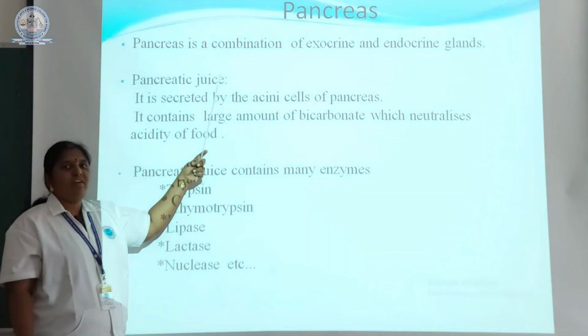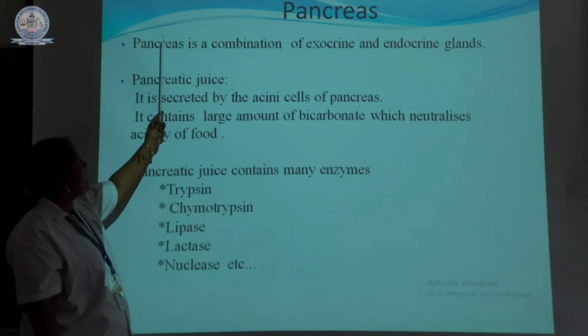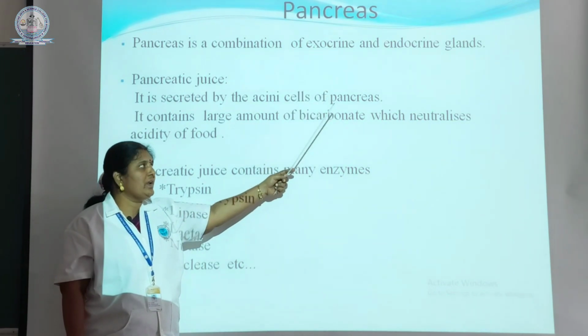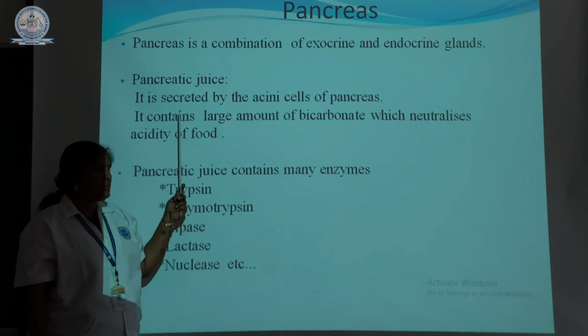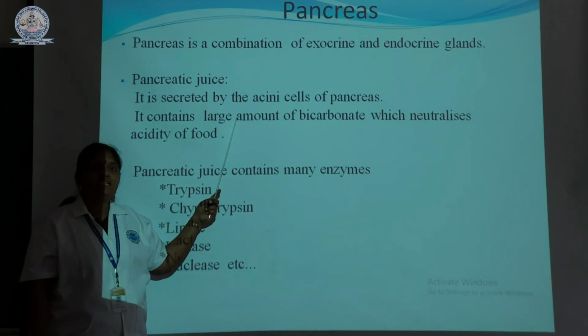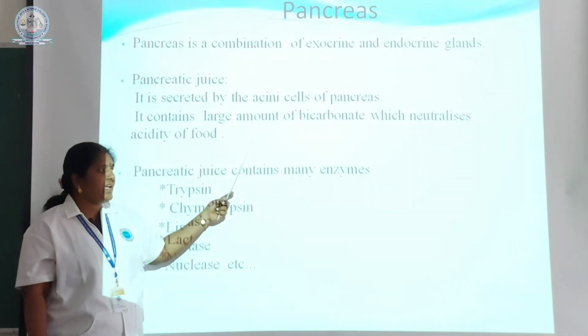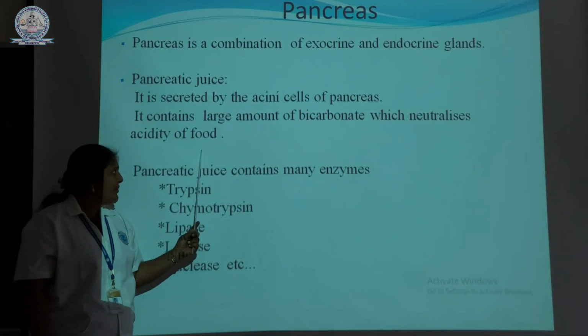Some glands are also involved in digestion, like the pancreas. First one is the pancreas. The pancreas is a combination of exocrine and endocrine glands. Pancreatic juice, secreted by the acini cells of the pancreas, contains a large amount of bicarbonate which neutralizes the acidity of food.